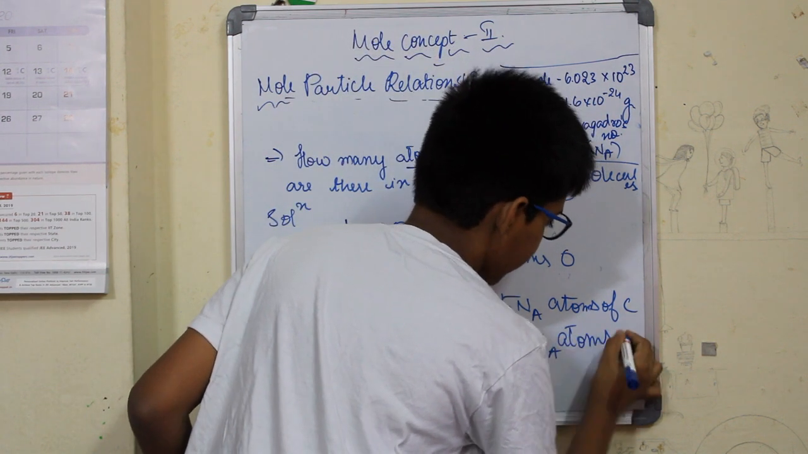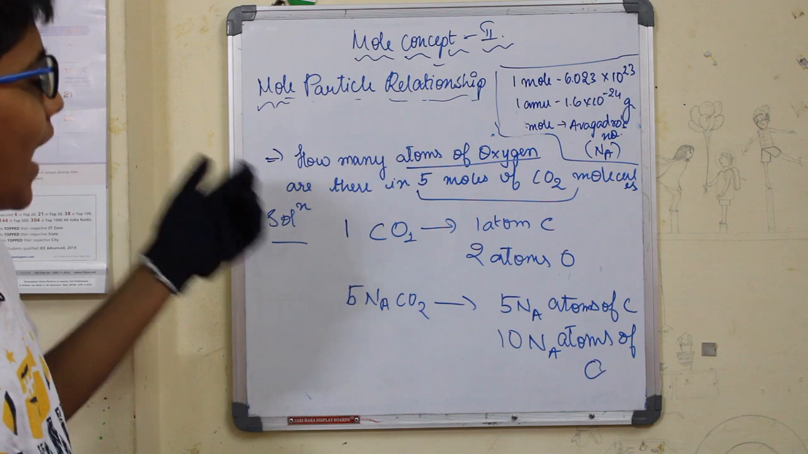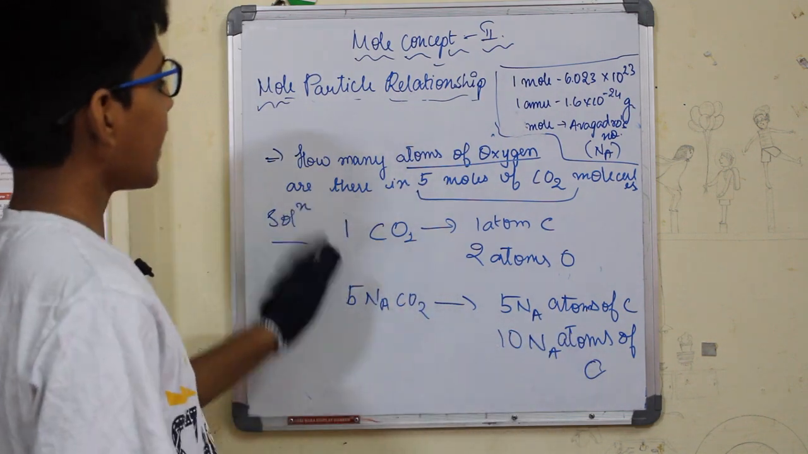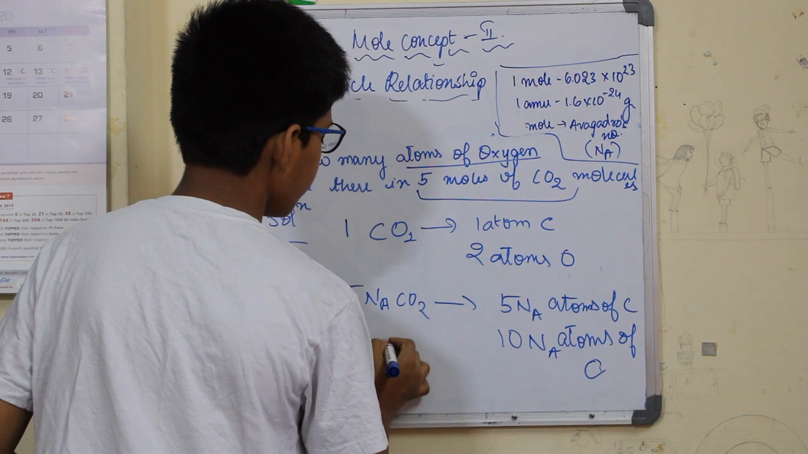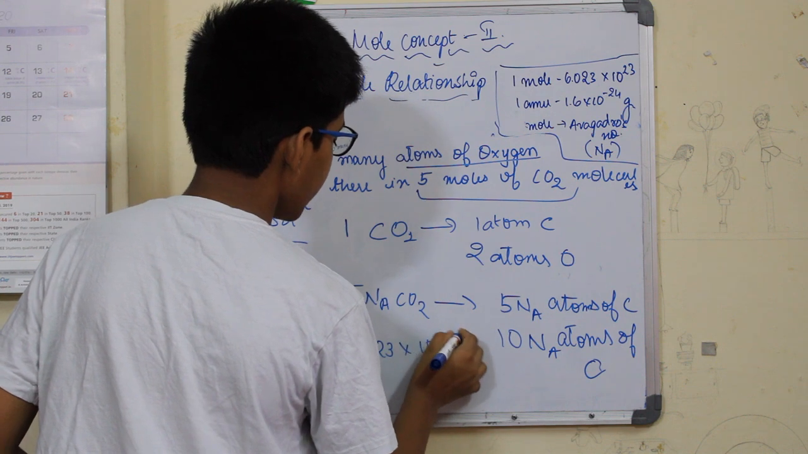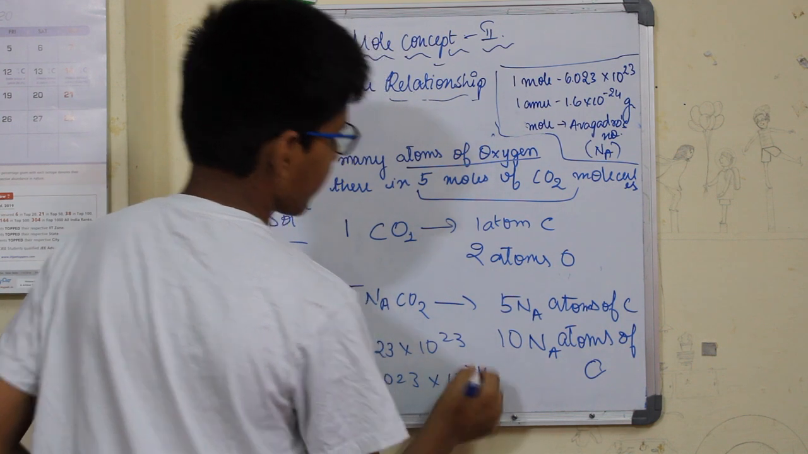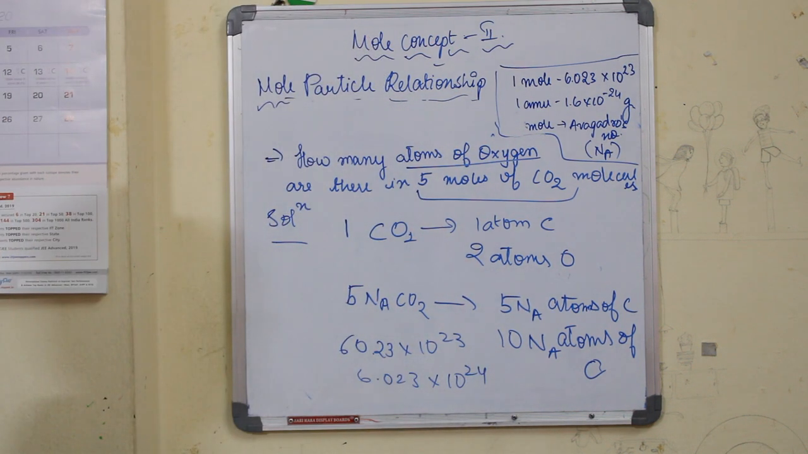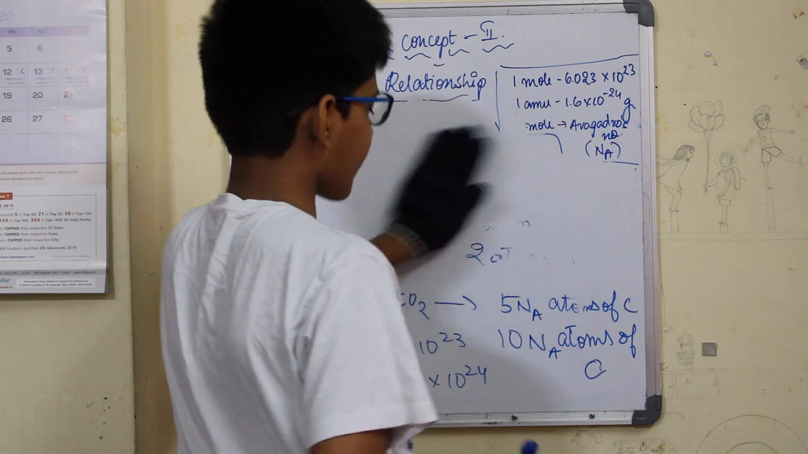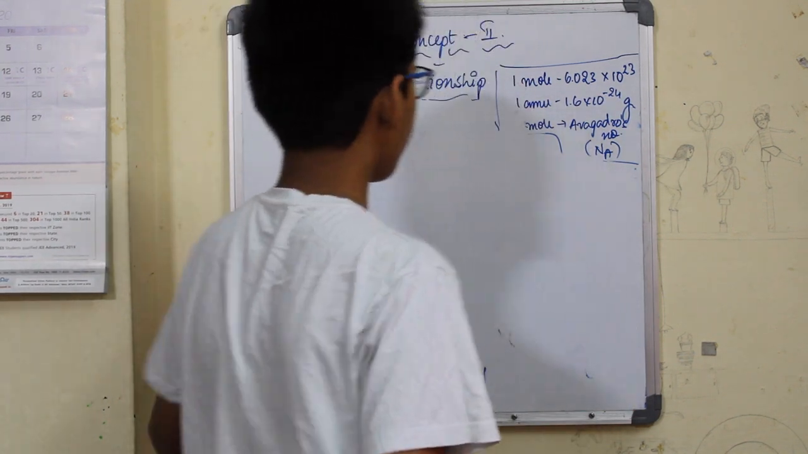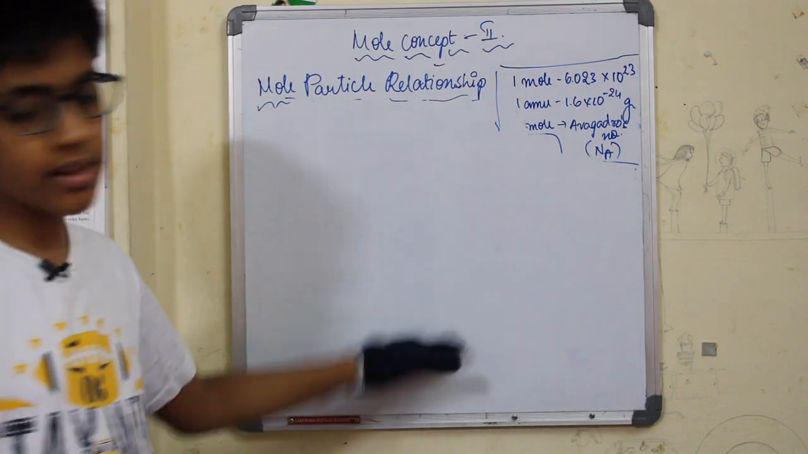Will you agree with me? Yes. So 10 NA atoms of O. So very simple. Therefore I have 10 NA atoms of oxygen in 5 moles of CO2, which is nothing but 6.023 into 10 power 24 atoms. Okay, very simple. This is also a very simple question, right? If they are asking for atoms, you just have to multiply by how many moles of molecules we have. Okay, this is a very simple question.